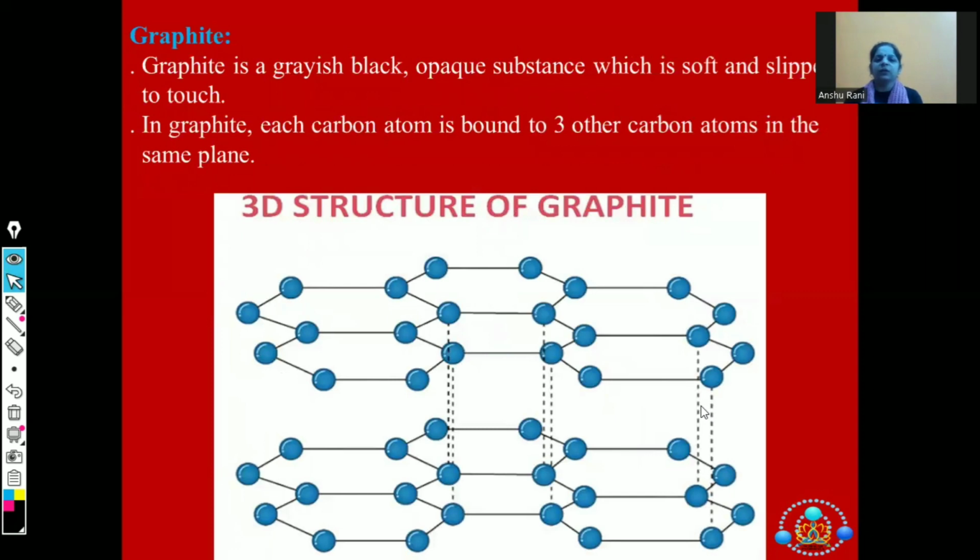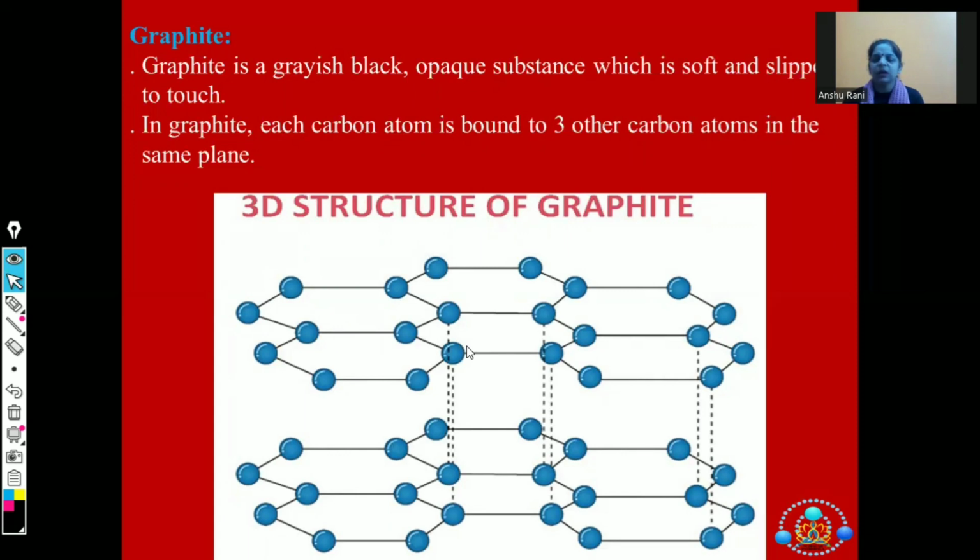Second is graphite. Graphite is a grayish black opaque substance which is present as pencil lead, right? It is soft and slippery to touch. In graphite, there are three layers, three carbon atoms which are joined. See, one carbon atom is bonded with 3 other carbon atoms and the fourth electron is free. Because of that free electron, it can conduct electricity.